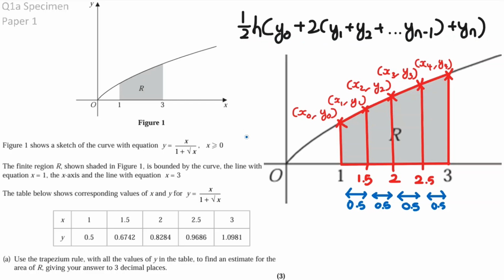This is the thickness of the trapezium, and as we've already talked about, it's all the same value. It's all this 0.5. This is the distance between the x values here. So therefore, h is equal to 0.5 for all the trapeziums.